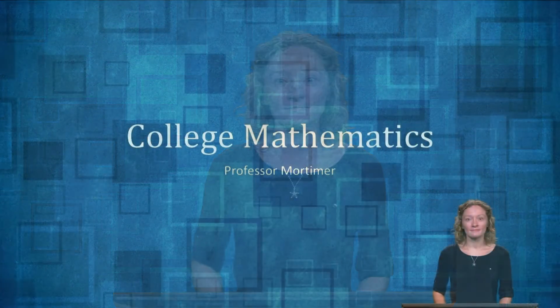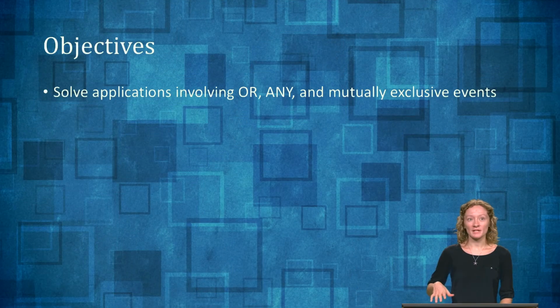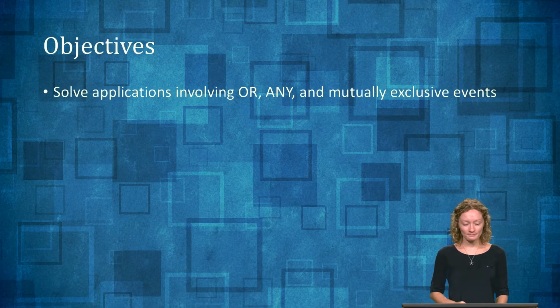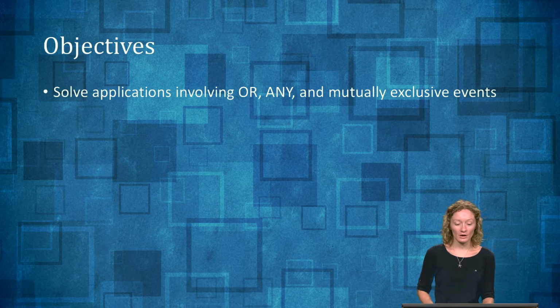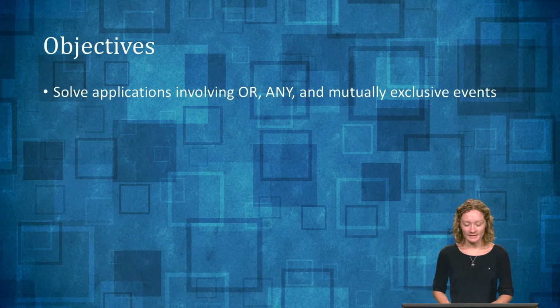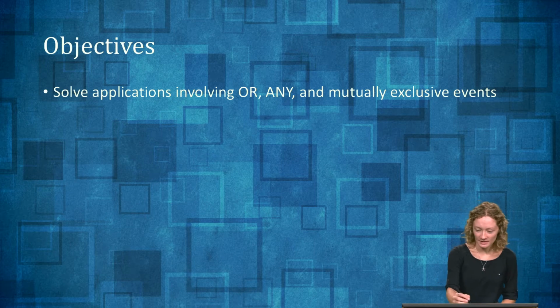In this video, we're going to continue working with probability. We're going to focus on the difference between "and" and "or" in probability. Our objective for the video, we only have one: solve applications involving or, and, not, any.